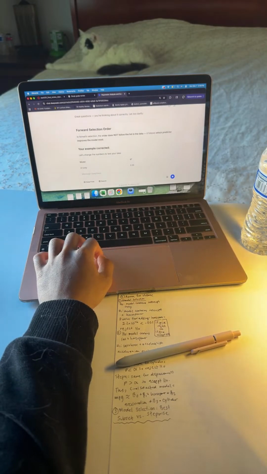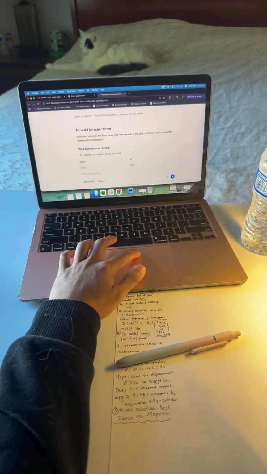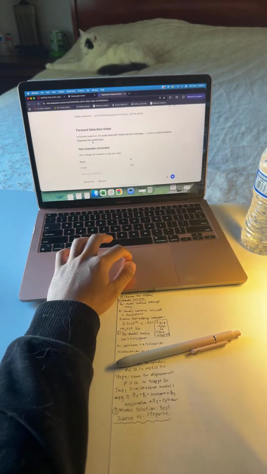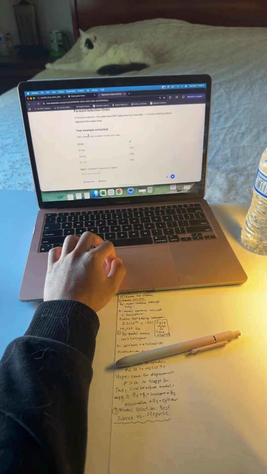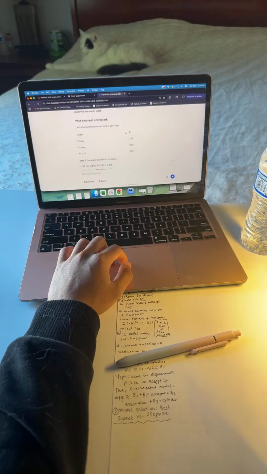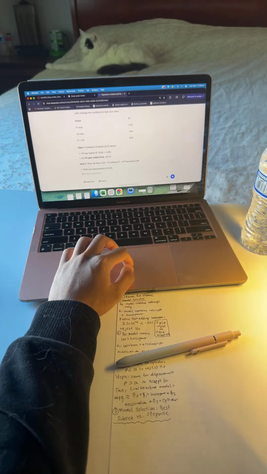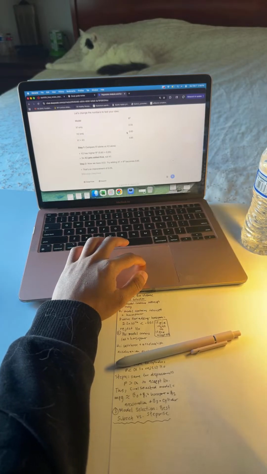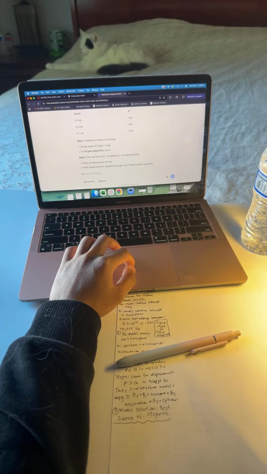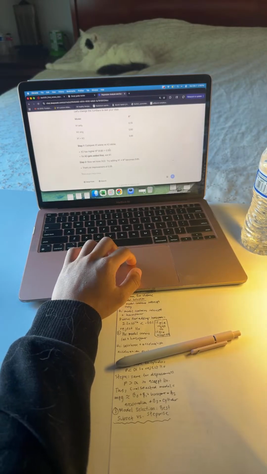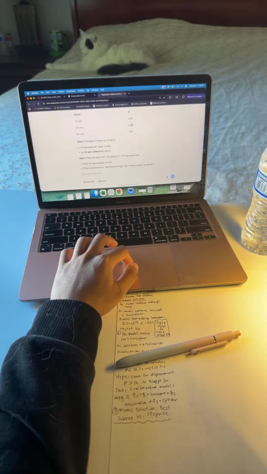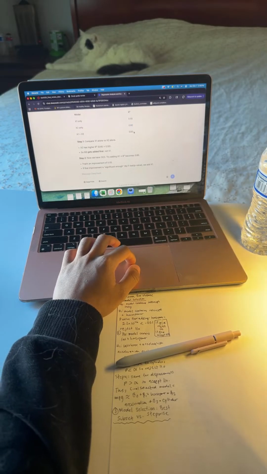Forward selection order. In forward selection, the order does not follow the list in the data. It follows which predictor improves the model most. For example, let's change the number to test your idea. So step 1, compare x1 alone versus x2 alone. Okay, so x2 gets added first, not x1, because the R squared is higher. But this one has the highest one.